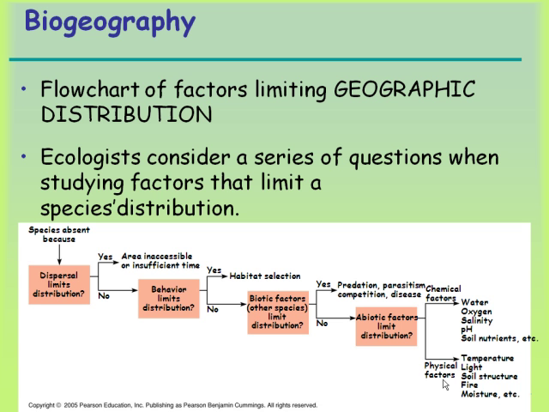Do other species limit distribution? If they do, then it's predation, parasitism, competition, and disease. If no, abiotic factors limit distribution, such as weather. So yes: water, oxygen, salinity, pH, soil, and nutrients. These are chemical factors. Physical factors include temperature, light, soil structure, fire, and more.